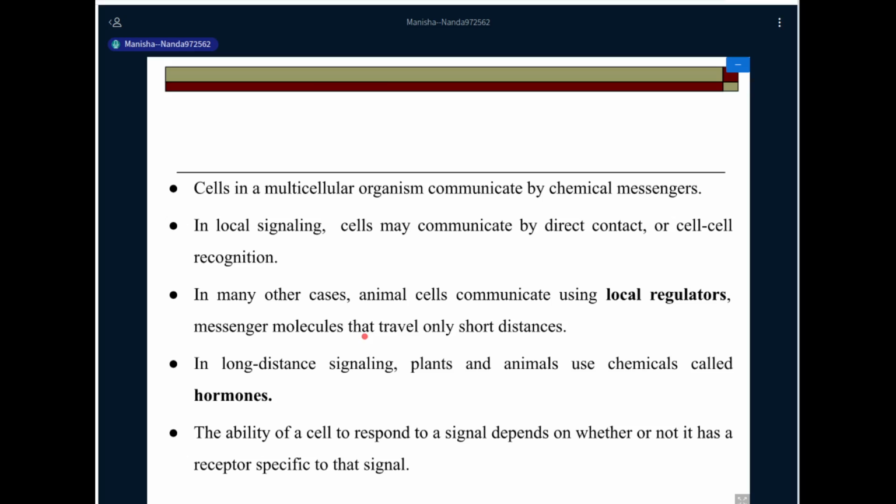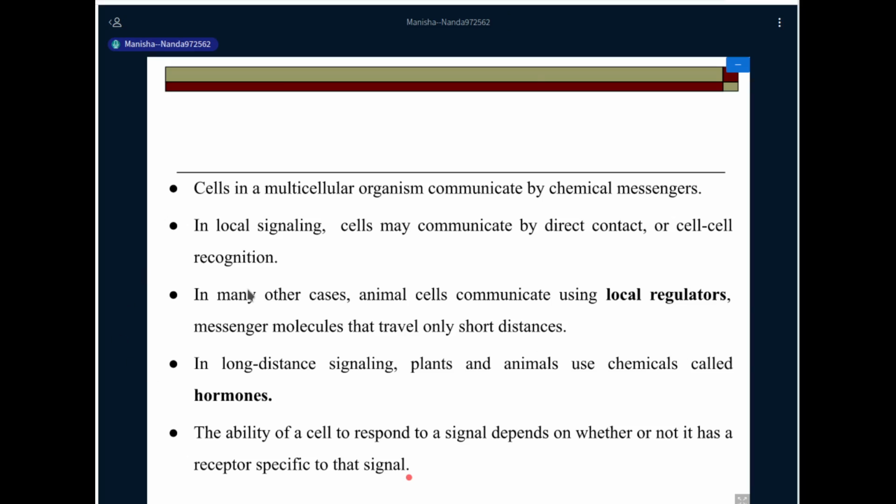the target cell does not vary. Then, in comparison to local signaling, if we talk of long distance signaling, you will see that plants and animals use chemical messengers called hormones, and that can travel long distances. And the ability of a cell to respond depends on whether or not it has a receptor specific to that signal. Now, when cells are very near to each other, in that case, it is not difficult for the signal to reach its target site, right?